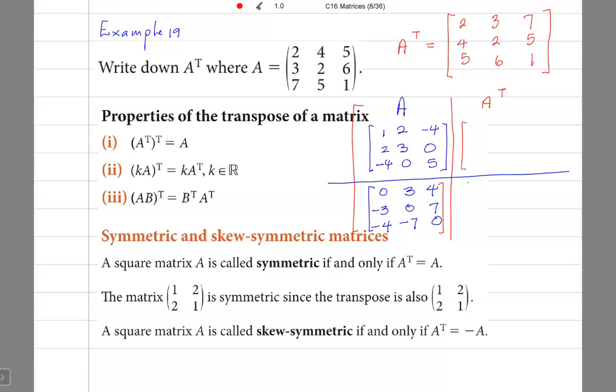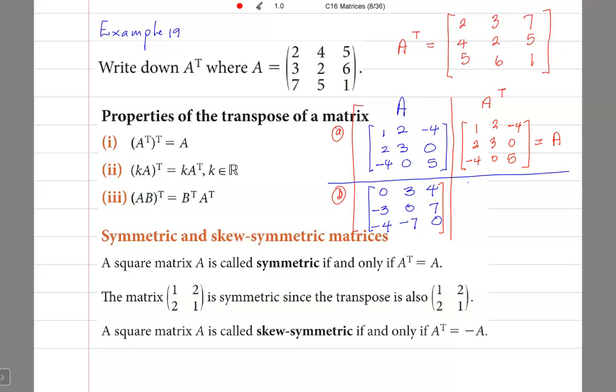So let's do that. The row 1, 2, minus 4 becomes the column 1, 2, minus 4. The row 2, 3, 0 is going to become the column 2, 3, 0. Minus 4, 0, 5 is minus 4, 0, 5. So we transpose the matrix on the left, and what we realize is that we got back the same matrix. So here, A transpose is actually still equal to A. In part A of the example, the matrix A is a symmetric matrix because the transpose of the matrix A is equal to the matrix A.